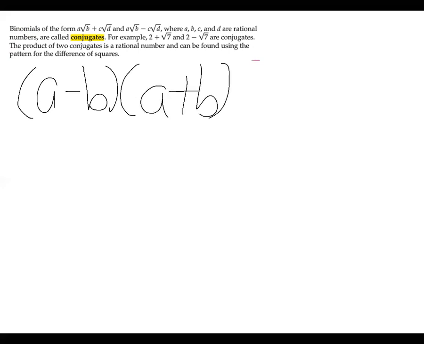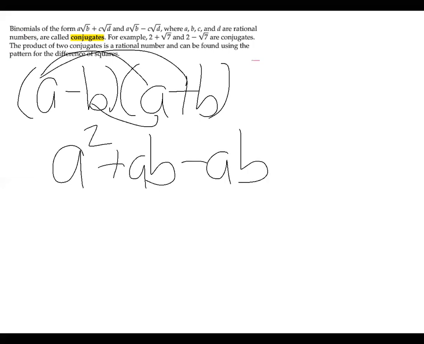The product of two conjugates is a rational number and can be found using the pattern of difference of squares. So do you remember when we did a minus b times a plus b? And you FOILed it out and you got a squared plus ab minus ab minus b squared.